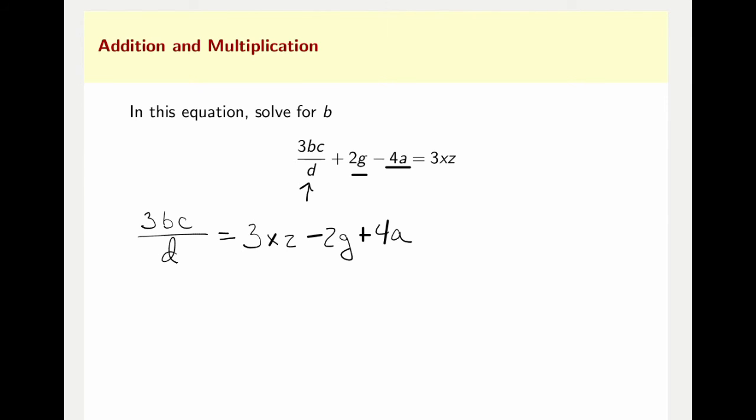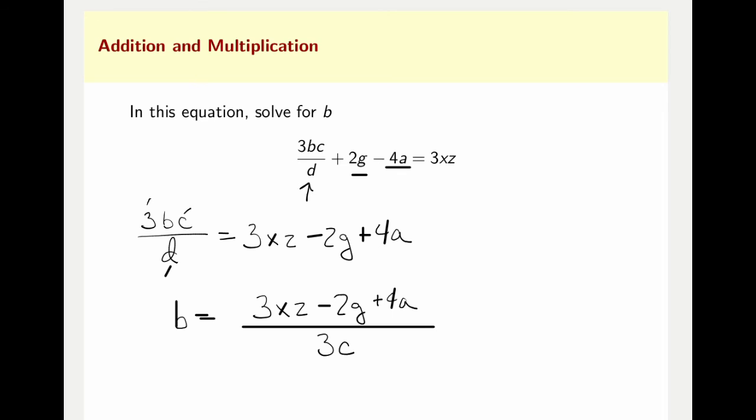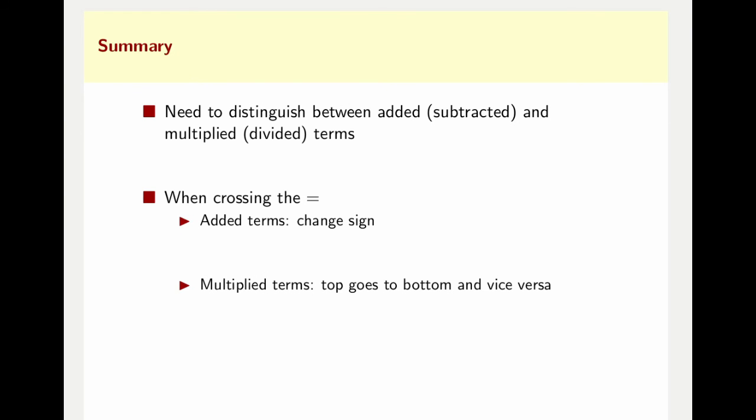So now, in order to solve for b, we have to move the 3 and the c and the d across the equal sign. So write b equals, that's what we're solving for. Here's what we have, 3x times z minus 2 times g plus 4 times a. The 3 and the c come to the bottom, so we write it like this. And then the d comes to the top. The d has to be multiplied by the whole thing, so we put on parentheses and write a d. And that's done. We've solved for b.